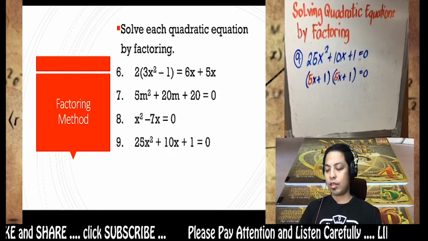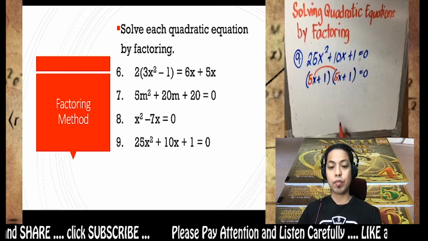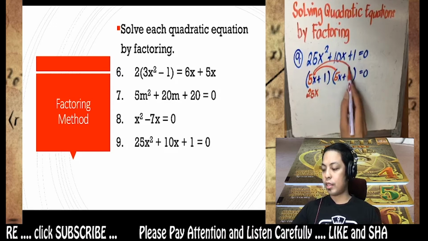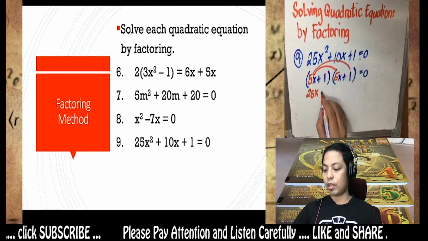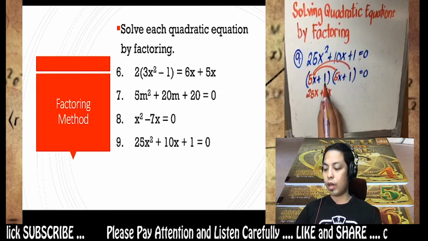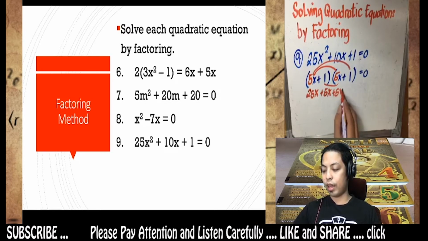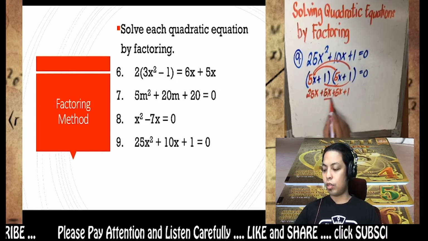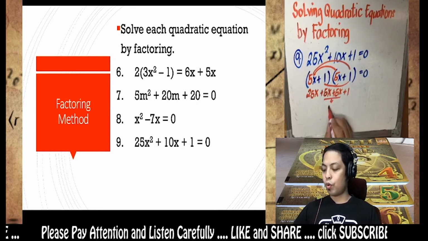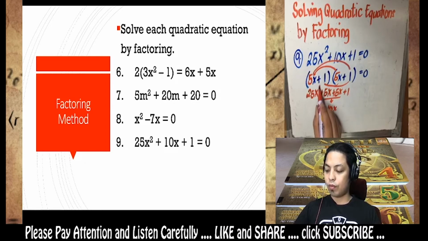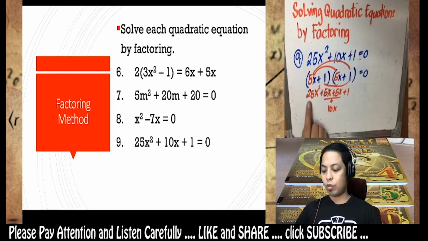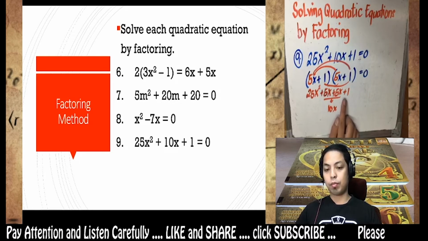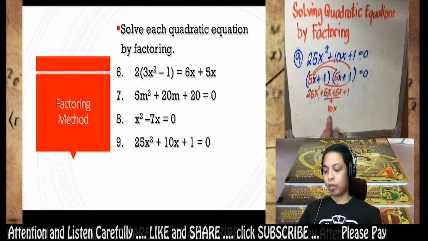So let's try. So 5x times 5x is 25x squared. 5x times 1 is 5x. 1 times 5x is 5x. And then 1 times 1 is 1. So dito, combining this term, we have 10x. Sorry, we have x squared pala doon. 25x squared. Okay? So 5x plus 1 times 5x plus 1. So ito na yan.